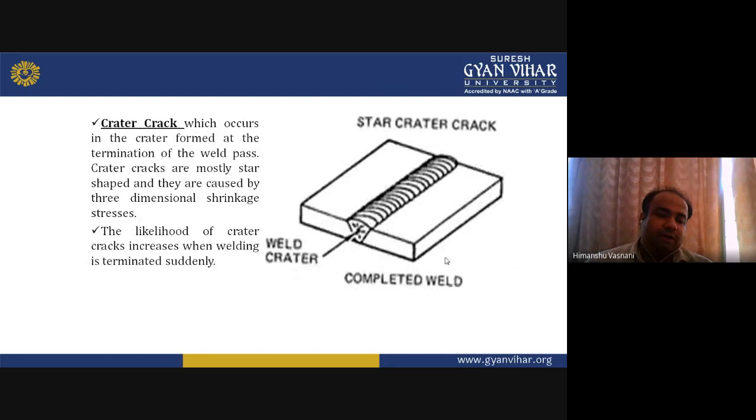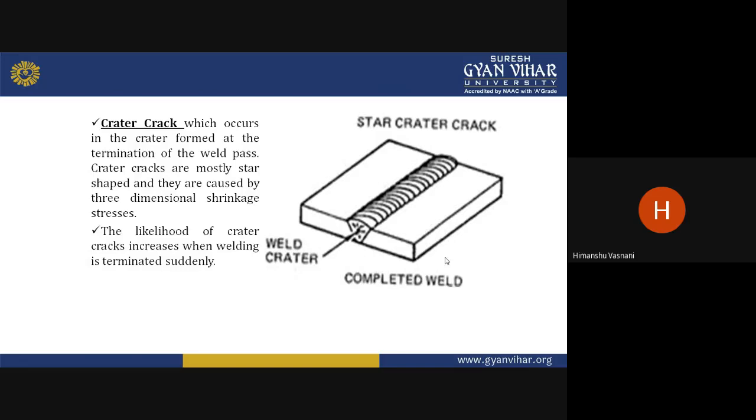Crater crack, very easy to understand. As shown in the diagram, it is showing the weld crater. Welding is already done on the workpiece, but still at the welding zone there is some kind of crater. The crack shown is the crater crack, which occurs in the crater formed at the termination of the weld pass. Crater cracks are mostly star shaped. It is not a centerline crack. At the welded zone, there is a kind of star shape.